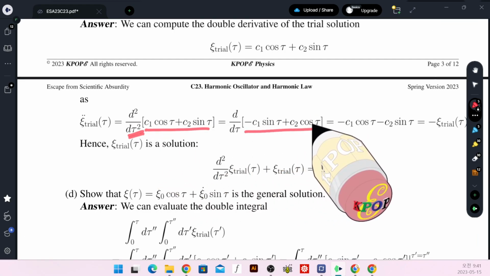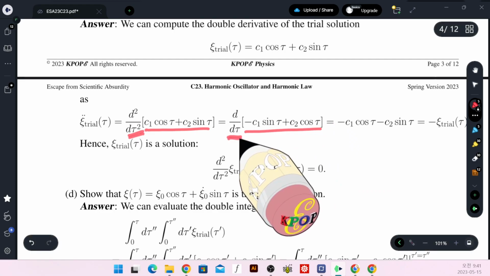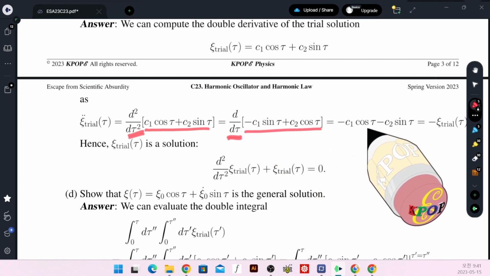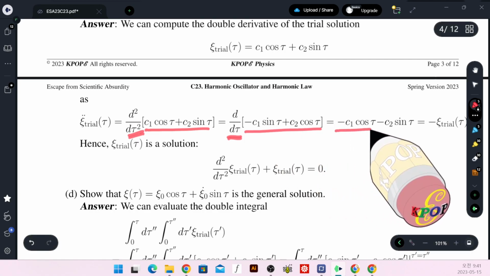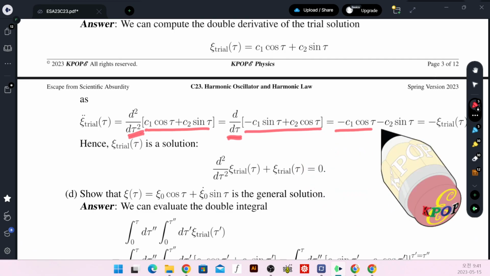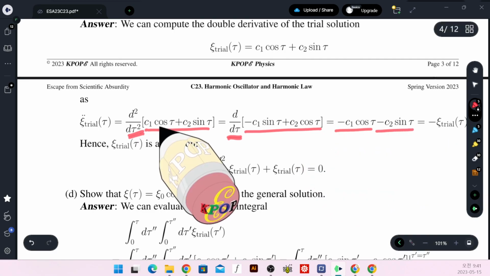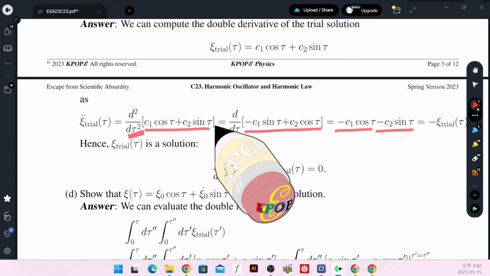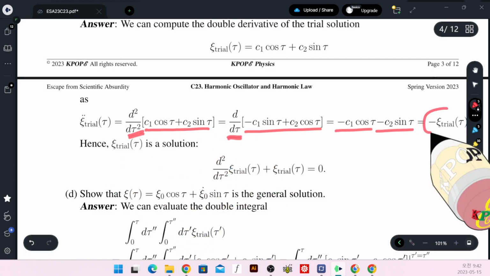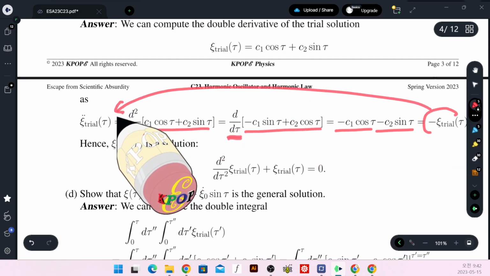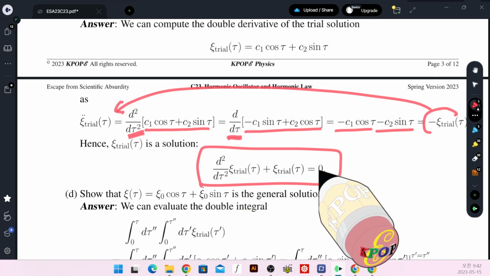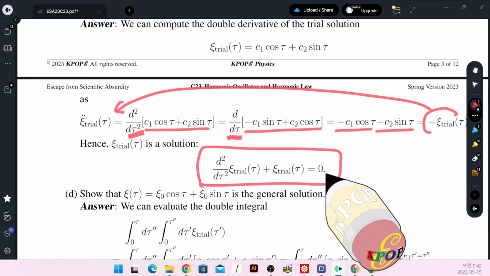cosine. So if I take another tau derivative, sine becomes cosine, so we have a negative sign over it. Cosine becomes a minus sign. So both the cosine term and sine term become minus. Therefore, if I move this one to the left-hand side, I find that this trial solution satisfies the equation of motion.